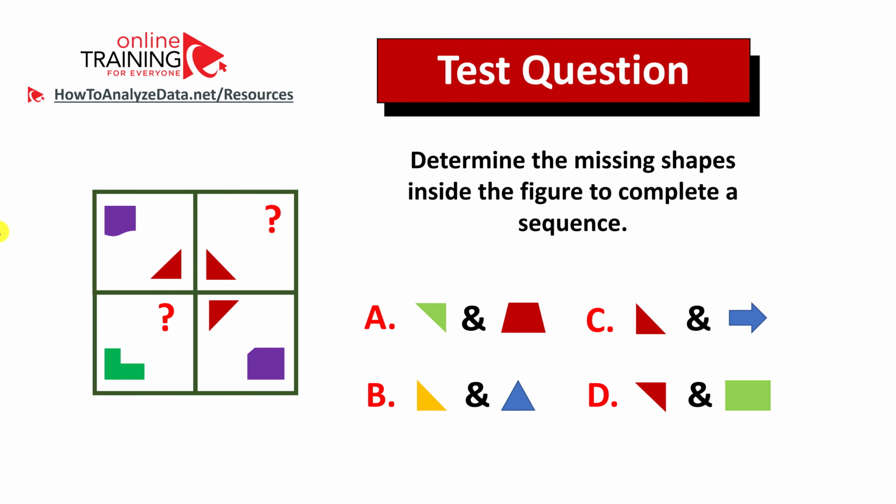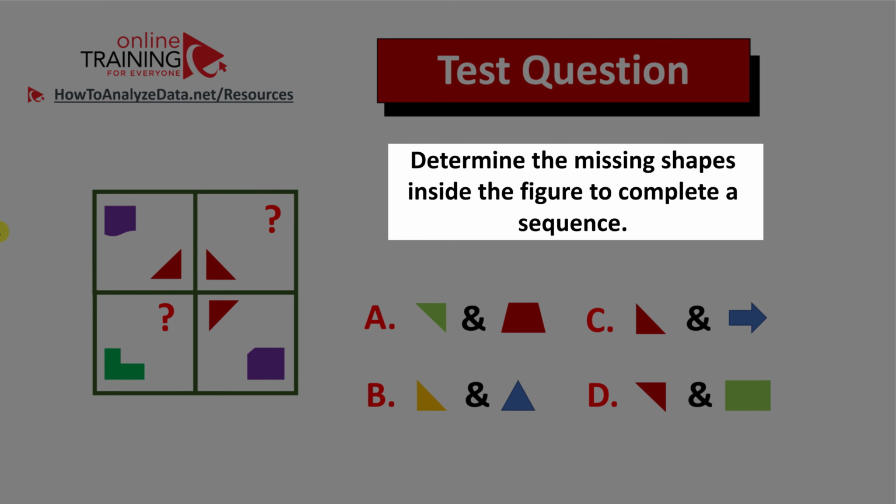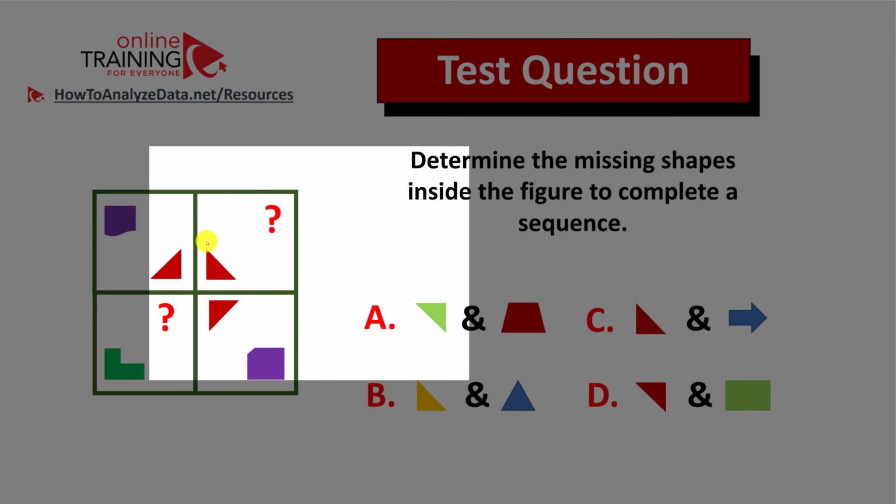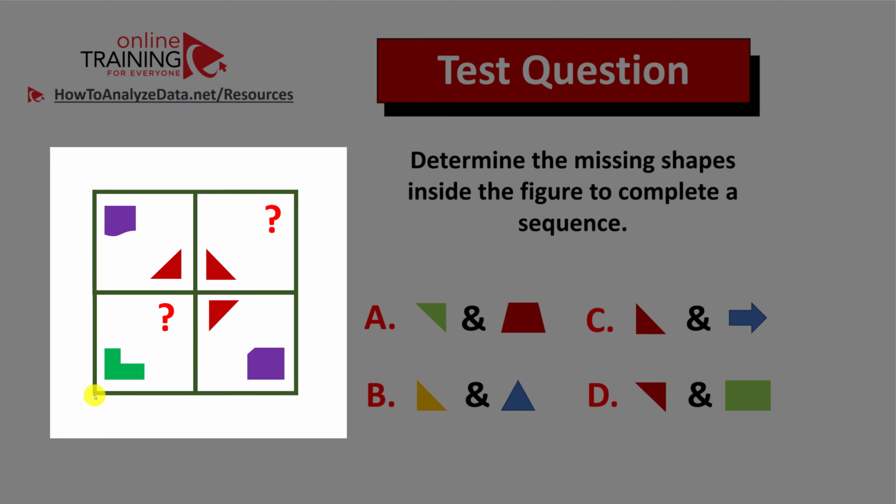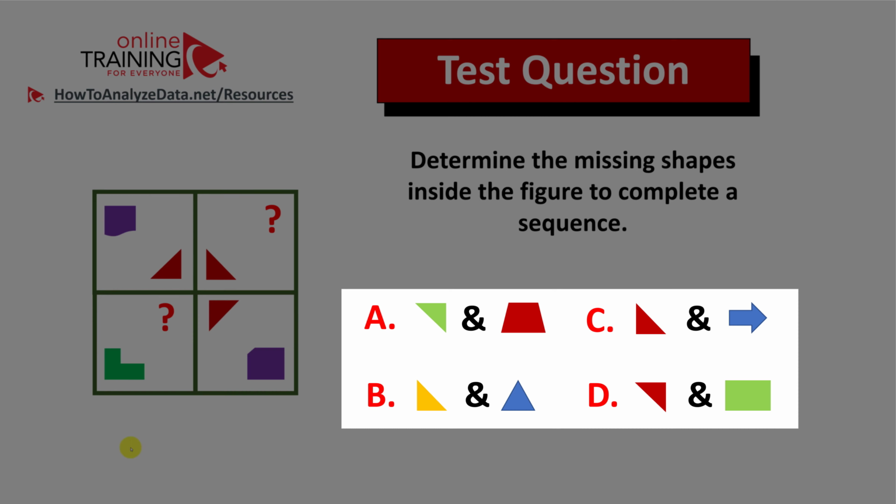Let's look at the interesting question which tests your pattern recognition skills. Determine the missing shapes inside the figure to complete the sequence. And you're presented with a 2 by 2 figure. It has 2 missing shapes. And you have 4 possible choices: A, B, C, and D.